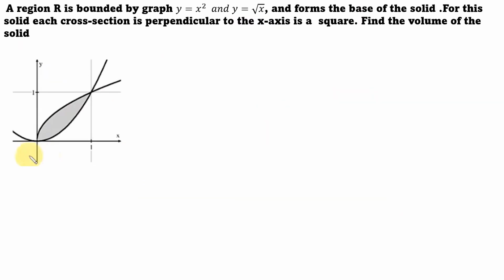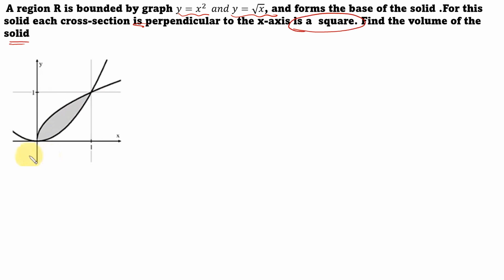Some of the questions which were given in past AP Calculus AB examinations. A graph is given and it is written that a region R is bounded by the graph y equals x square and y equals square root of x and forms the base of the solid. For this solid, each cross section perpendicular to the x-axis is a square. Find the volume of the solid.